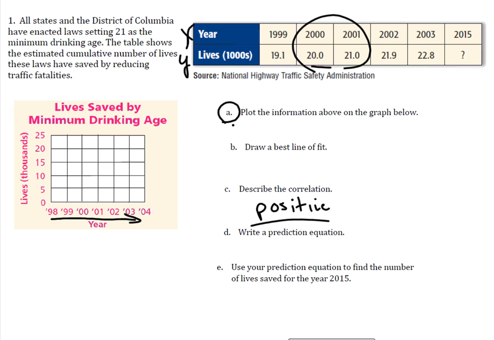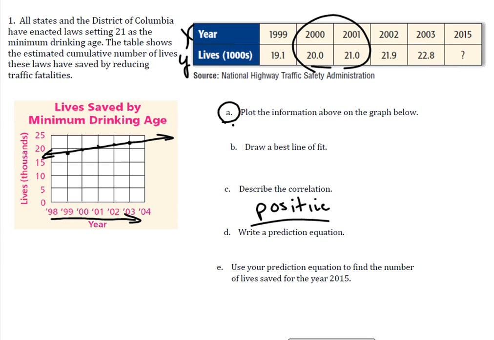Let's regraph this quick. So 1999, 19.1, 2000, 20, 2001, 21, 2002, I'm a year off. One more time, third time's a charm. I promise I'm getting better at this. So you're looking at something like that.